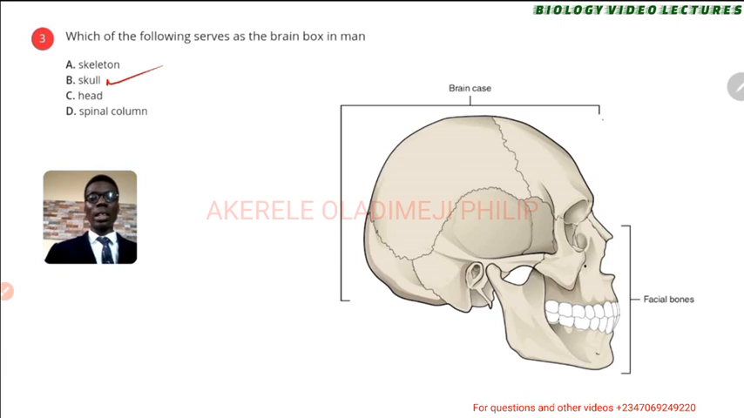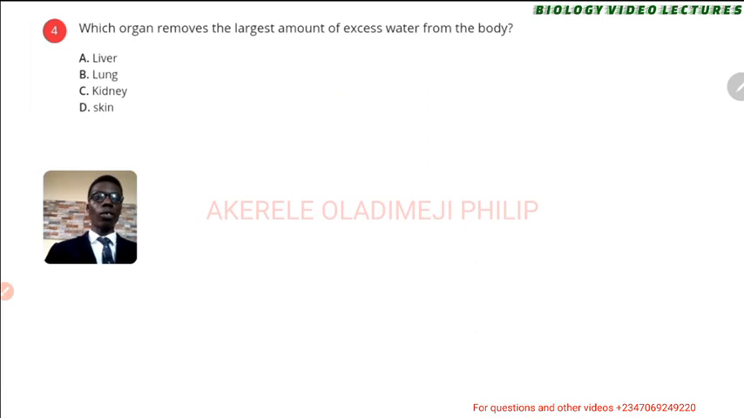Which organ removes the largest amount of excess water from the body? All right, let me quickly tick the ones that remove water, and that will be lungs. How? When we breathe out, like I'm breathing out now, some amount of water vapor comes out from my breath. How can I confirm that? Just get a mirror and breathe onto it. You're going to see some sort of steam.